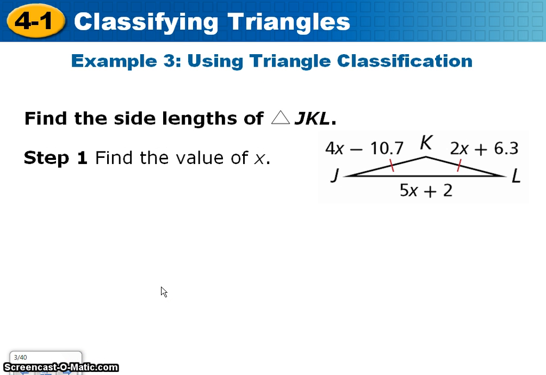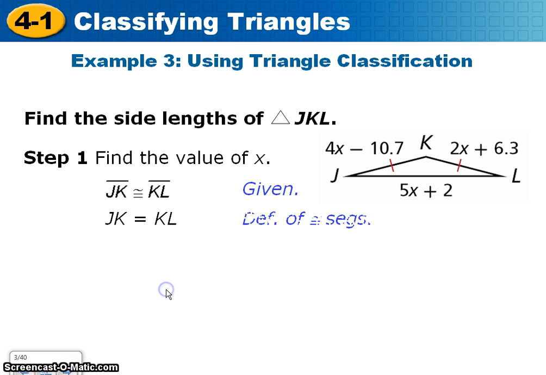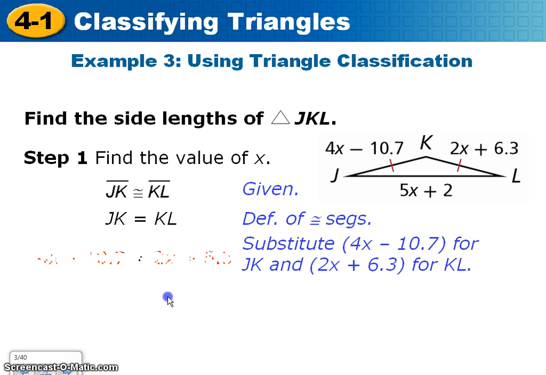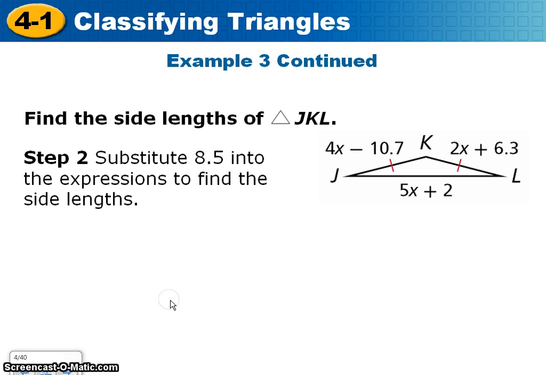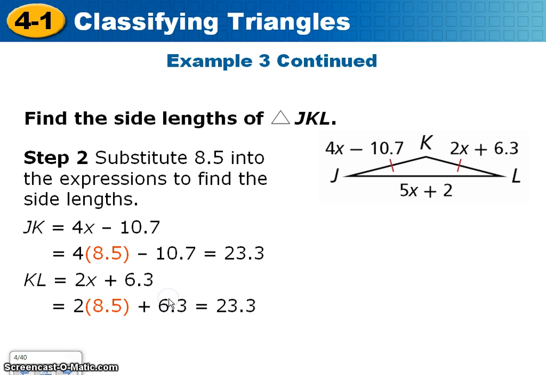In this first do now problem, we're going to write an algebraic equation to find the value for x. So writing that algebraic equation based on what was given to us with the tick marks gives us a value for x of 8.5. Once I have that value of x, I can plug that in and find the 3 side lengths of the triangle. So side JK has a length of 23.3, so does side KL, and then side JL has a length of 44.5.